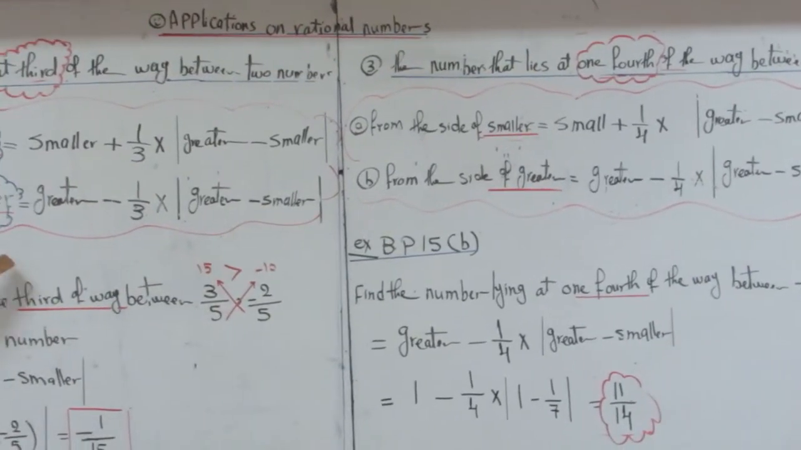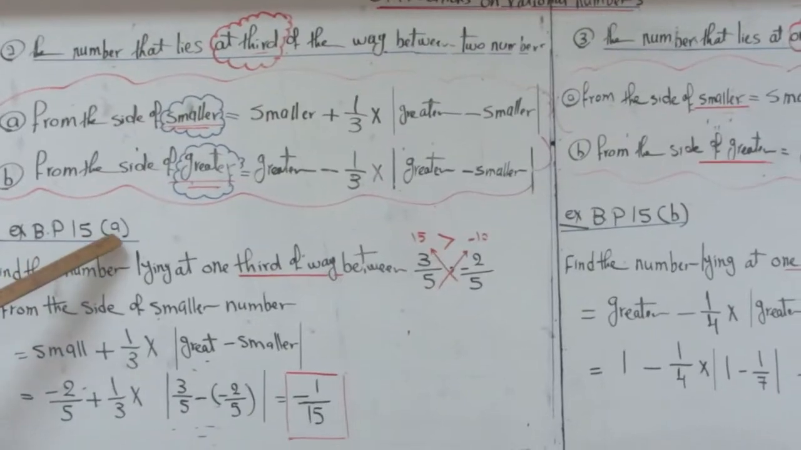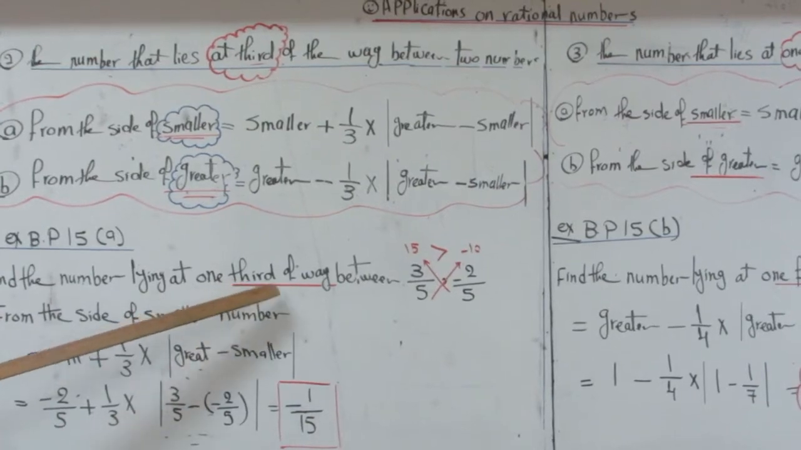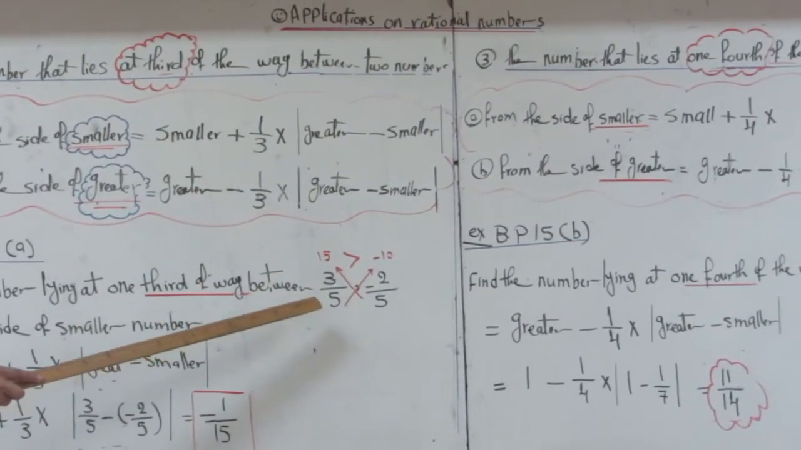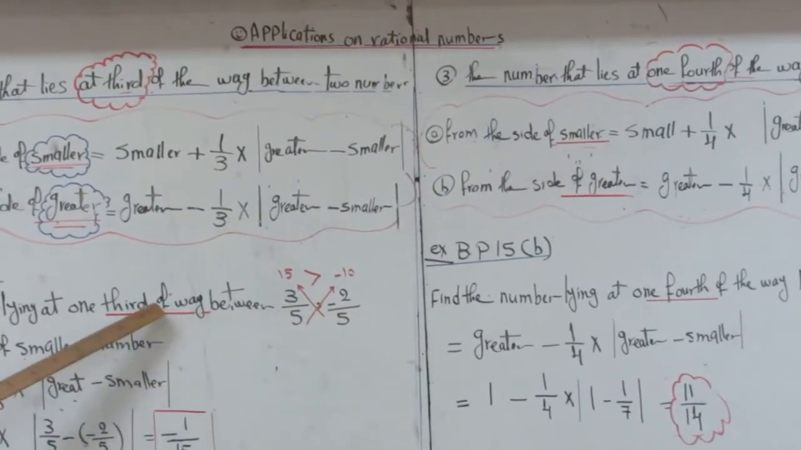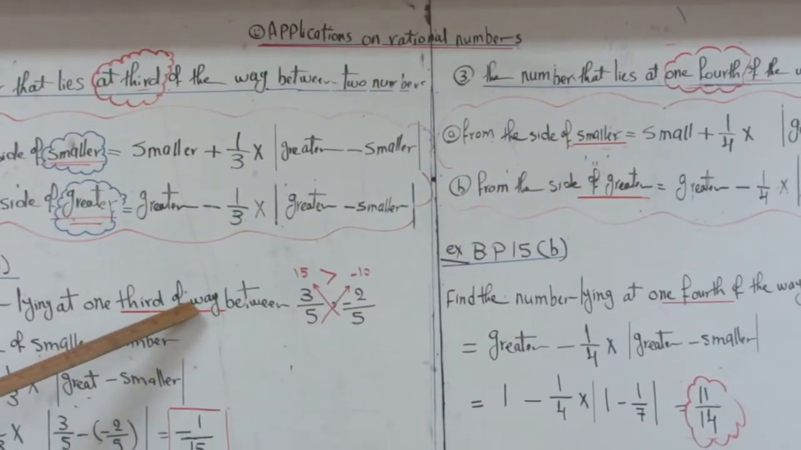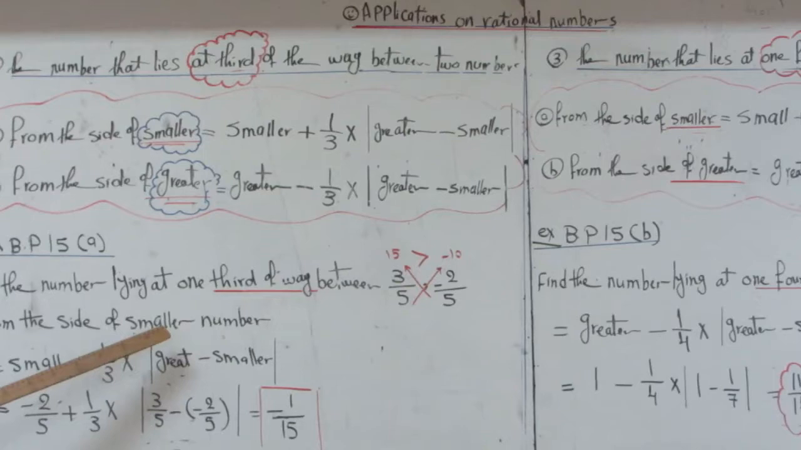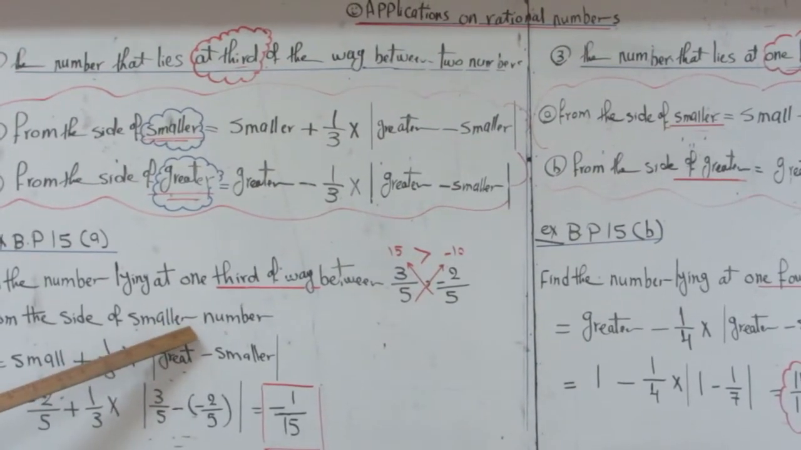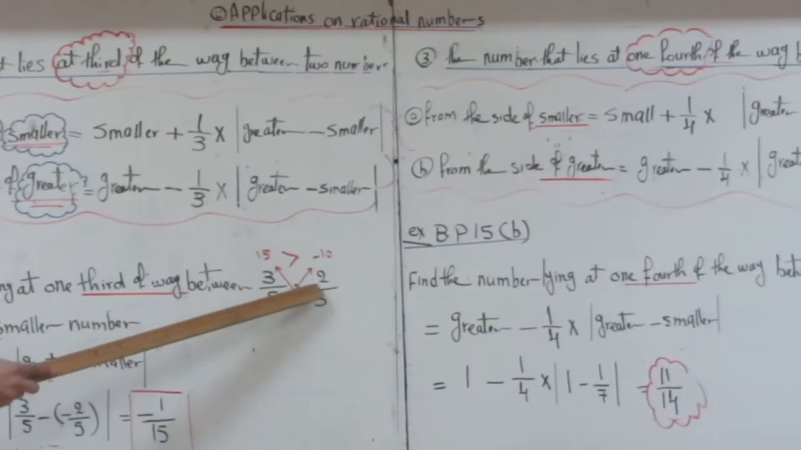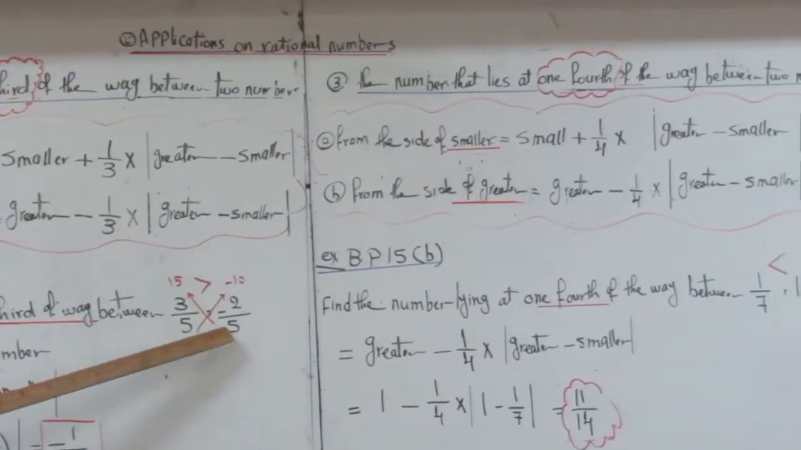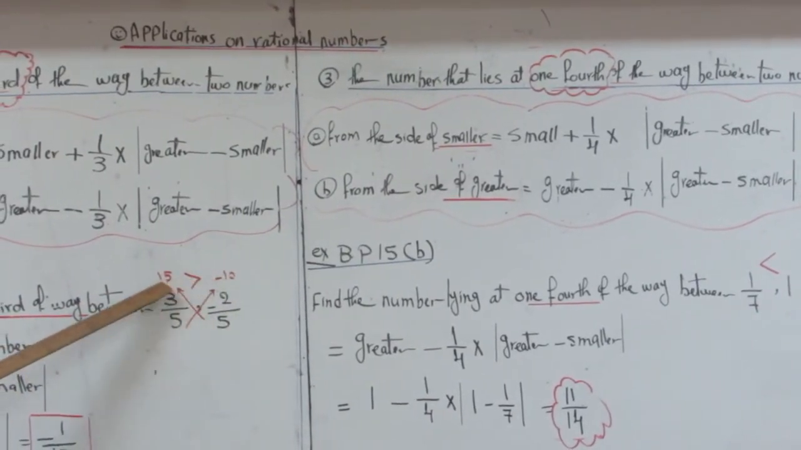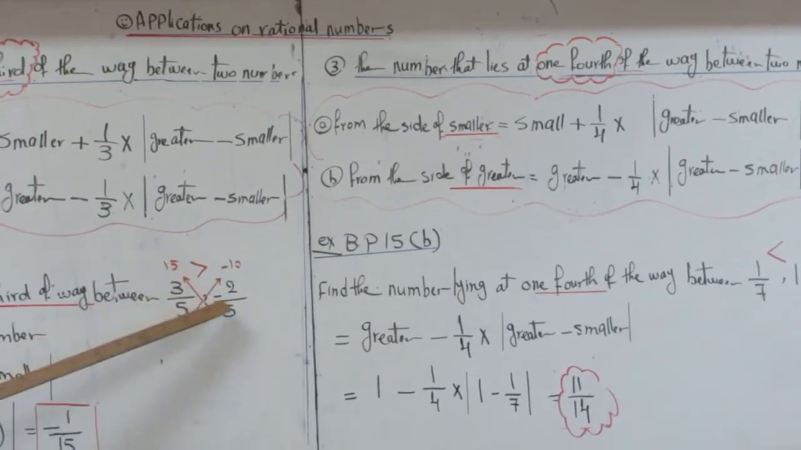Up in your booklet, page 15, number 8, he said: find the number lying at 1/3 of the way between 3 over 5 and negative 2 over 5. Because he said 1/3, he must give me from which side? He said from the side of the smaller number. First of all, I have to know which is greater and which is smaller. Make the scissors: 5 times 3 is 15, 5 times negative 2 is negative 10. Then 15 is greater than negative 10, or any positive is greater than any negative.